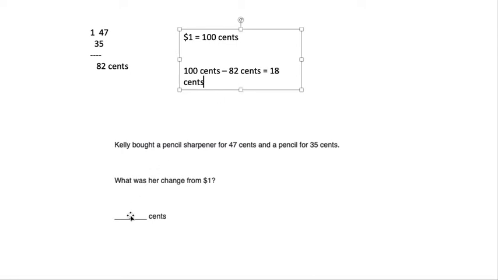Now she gives them $1. We know that $1 is the same thing as 100 cents. So if I do 100 cents minus 82 cents, you will get your answer. So I know to get from 82 to 90 is 8, and from 90 to 100 is 10. So my answer is 18 cents is her change. That's how much money she gets back.